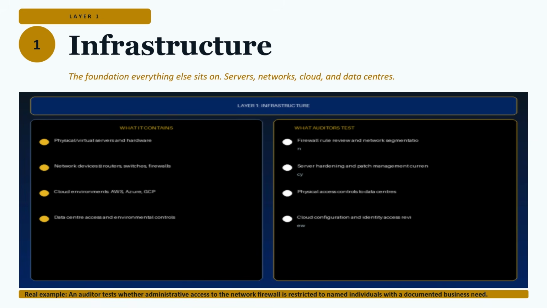This is where we are doing tests. We test patch management, looking at the servers and networks. A real example I want you to hold on to from this layer is this: if you're testing, you request a list of all administrative accounts on the network firewall, and then you compare that list to the organization's documented list of individuals who have a business need for that access. Any account that appears on the system but is not on the approved list is going to be an exception. That is basically infrastructure testing.